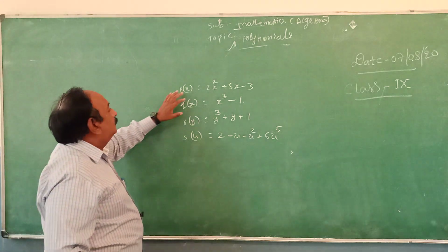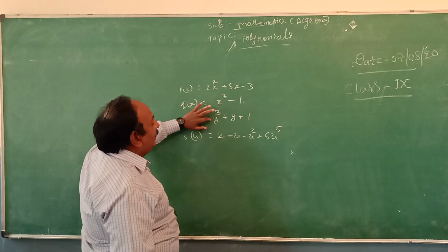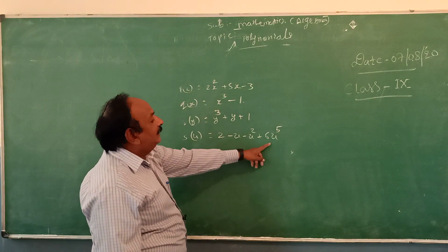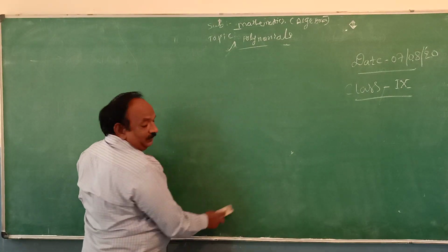Finite number of terms. It has how many terms? 3 terms. It has how many terms? 2 terms. It has how many terms? 3 terms. It has how many terms? 4 terms. All the polynomials have a finite number of terms.